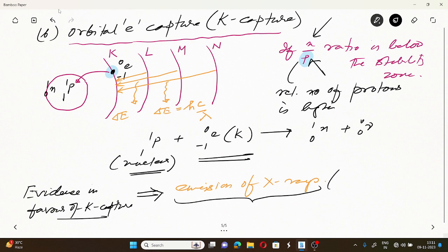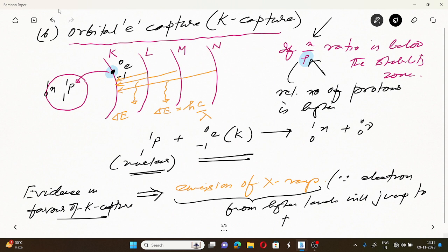Because why? Since electrons from higher levels will jump to the vacant K level. Is it clear?